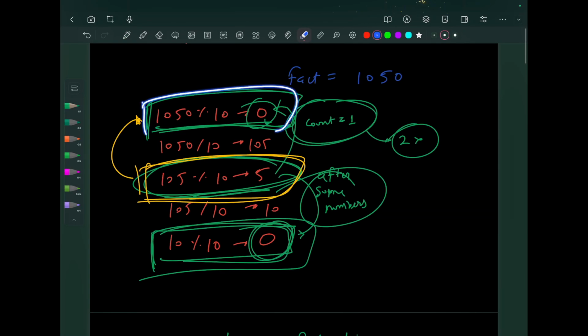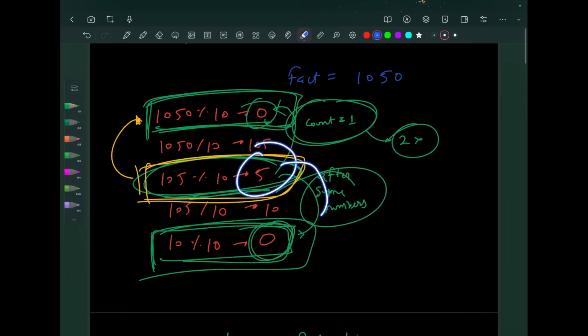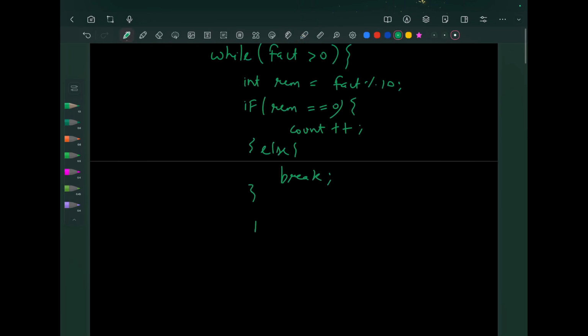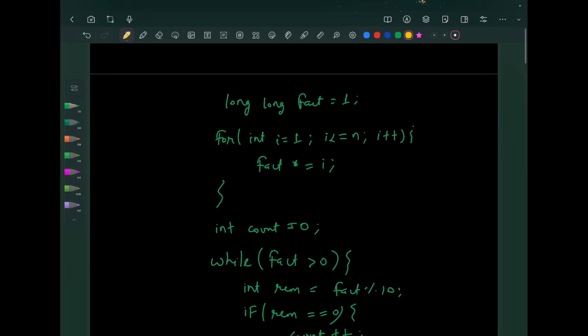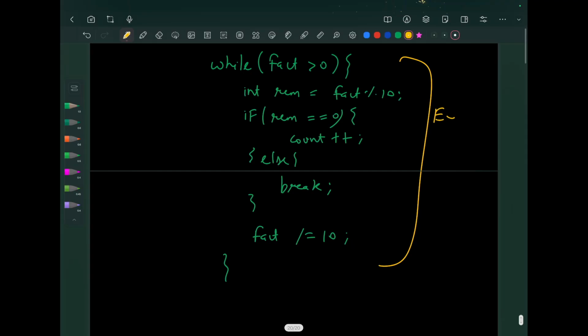Because if you are getting 0, then you will count and continue. If you are getting a number, you don't have to continue, right? Because even if you get a single number, then after this number any amount of 0 is not a trailing 0. So even if you get a single number, you should break from here, then factorial divided by 10. So this is our whole code. Okay, first here factorial, then here we do an extraction and count trailing zeros.